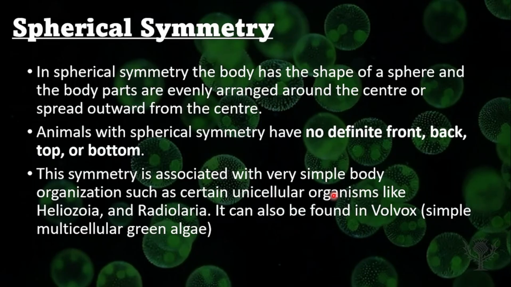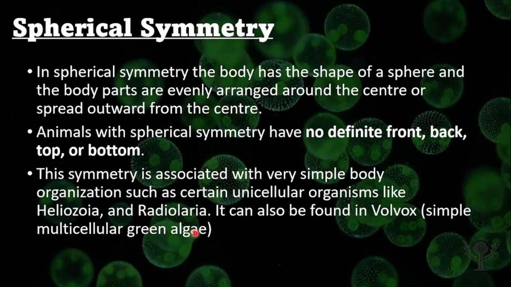For example, multicellular organisms such as humans do not have spherical symmetry. We have a different type of symmetry. Human beings, wolves and mammals don't shape like a ball, so we have a more complex arrangement. But this symmetry is associated with very simple body organization, such as certain unicellular organisms like Heliozoa and Radiolaria. It can also be found in Volvox, simple multicellular green algae.